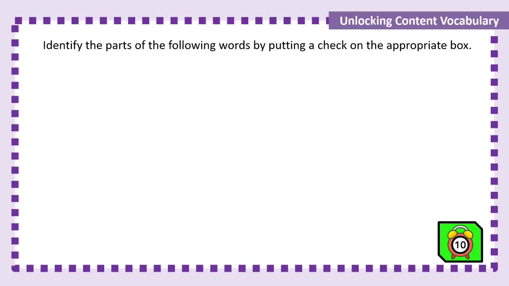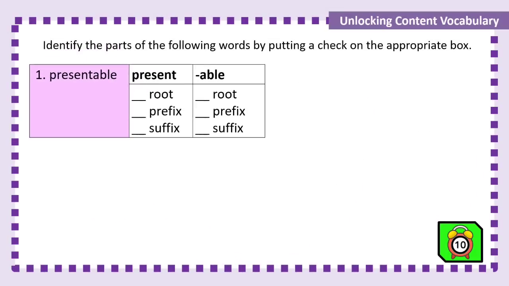Identify the parts of the following words by putting a check on the appropriate box. Number 1, presentable. So you have here present, and able. Now you are going to identify, is present root, prefix, or suffix? How about able? Is it root, prefix, or suffix? You're going to put a check.